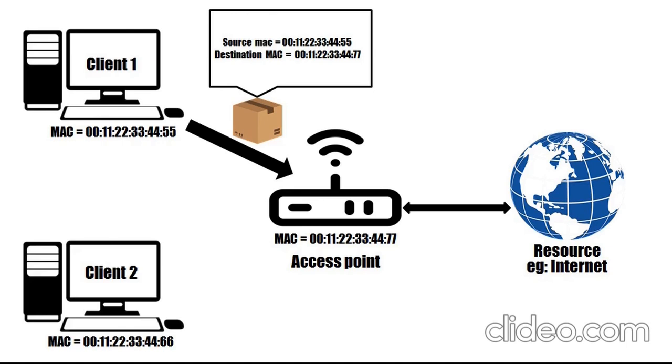So in this example we have client number 1. It has a MAC address that is 001122334455, and an access point with the MAC 0011223344. Client number 1 has to send a packet to the router or access point. It will set the destination MAC to the router's MAC address. Therefore, by default, each device only receives data that has its own MAC as the destination MAC.